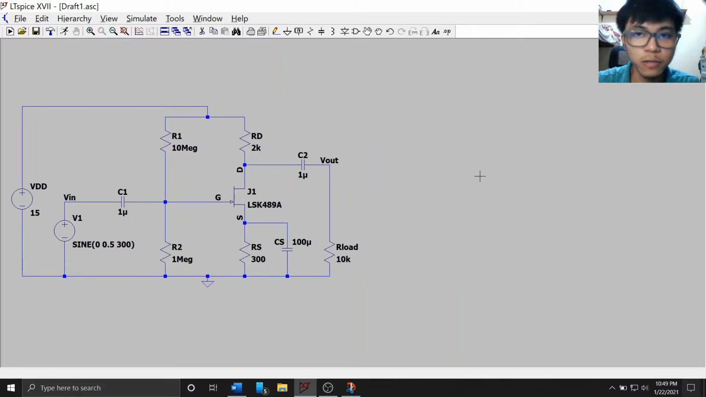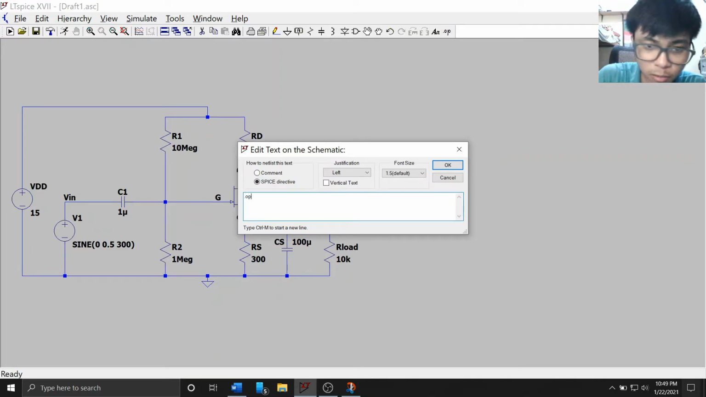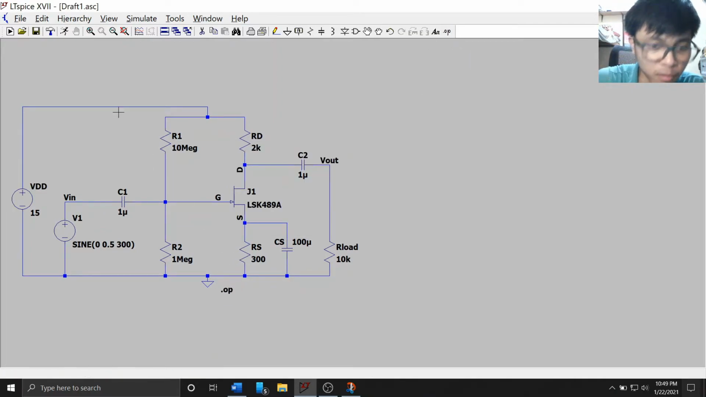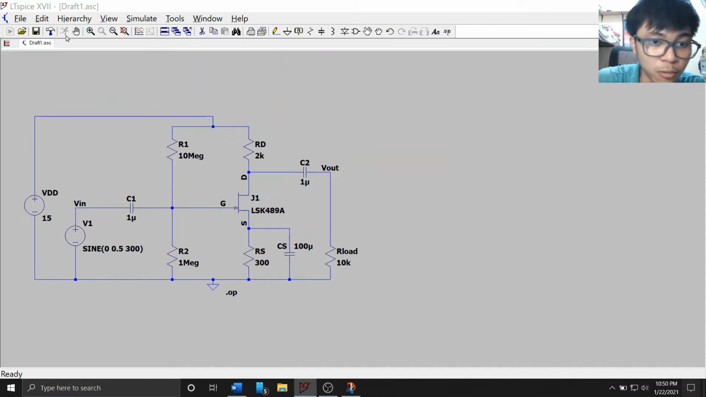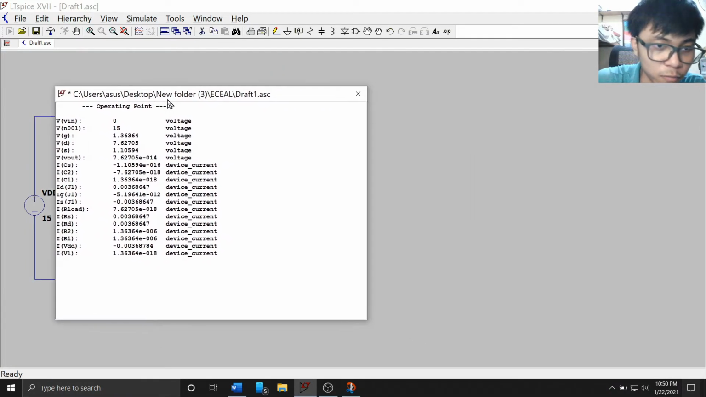So let us now determine the values that we need. So let's enter .op and let's run the simulation. So here we have our values for the voltage across the gate, drain, and source, as well as the current along the gate, drain, and source also.